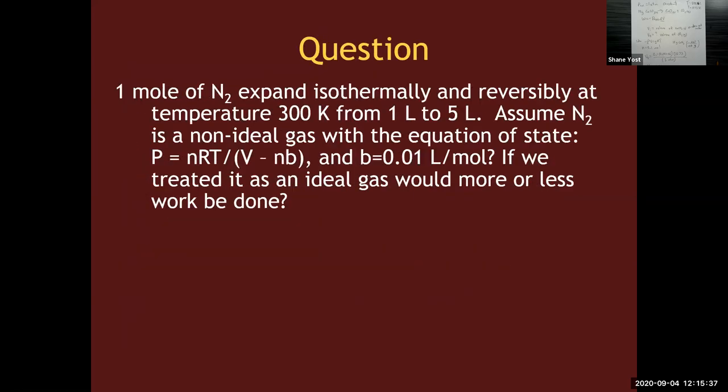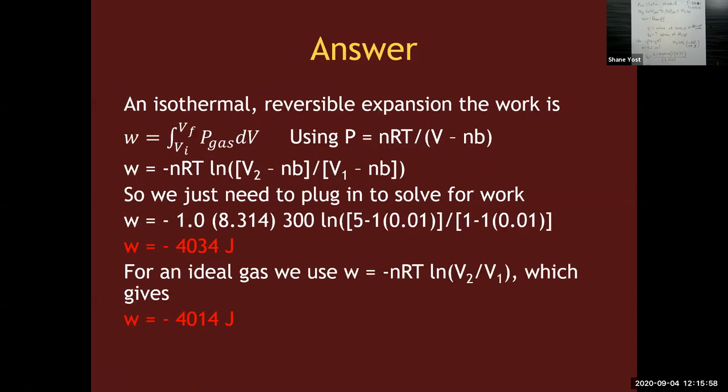The other problem here was an isothermal reversible expansion at a temperature of 300 Kelvin from 1 liter to 5 liters. Consider doing this expansion as a non-ideal gas or an ideal gas. The non-ideal gas is given by this equation of state, where B is 0.01 liters per mole. We use the work equation that we talked about in a previous question for this equation of state.